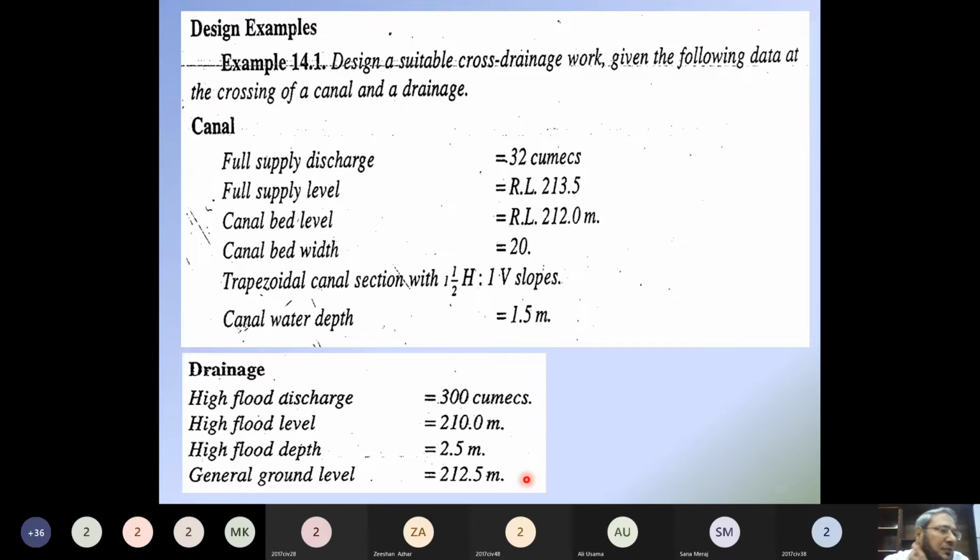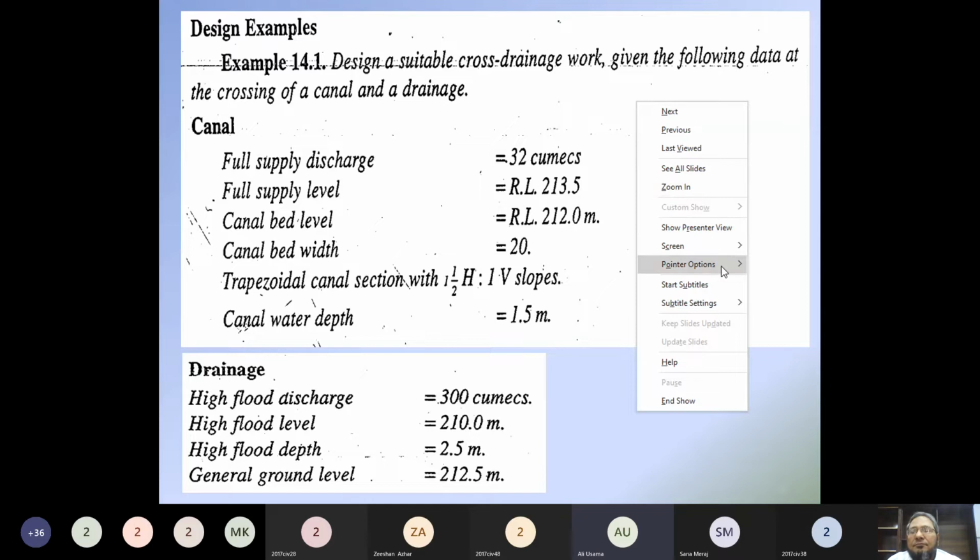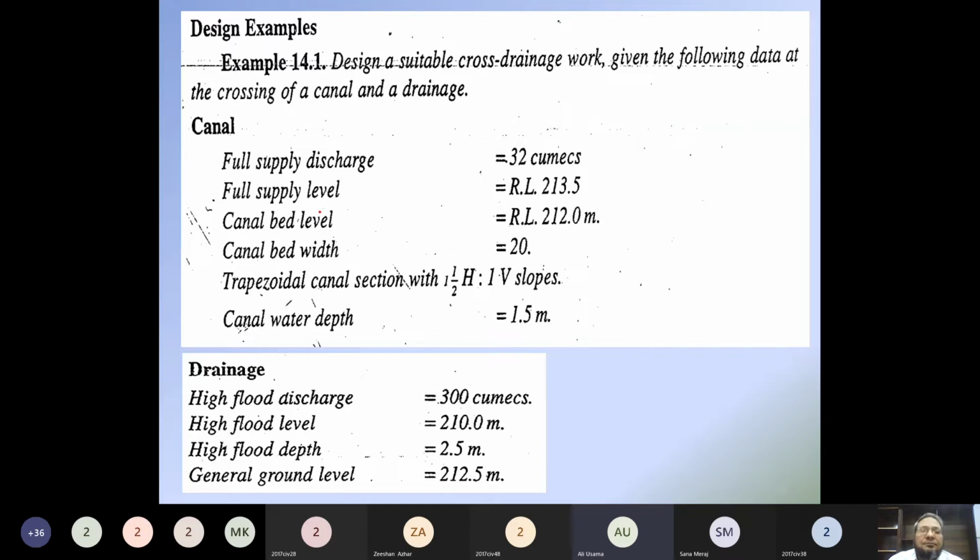Again in type 1, which type of cross drainage structure should we provide? Aqueduct or siphon aqueduct? Sir, aqueduct, I think. Why? Sir, the bed level difference is less. Okay, canal bed level is 212 meter, whereas high flood level is 210 meter. So it means the canal bed level is 2 meter above the high flood level. So the canal can cross easily above the drainage. We do not have to provide a siphon aqueduct. There is no need of siphon aqueduct. We simply provide an aqueduct.